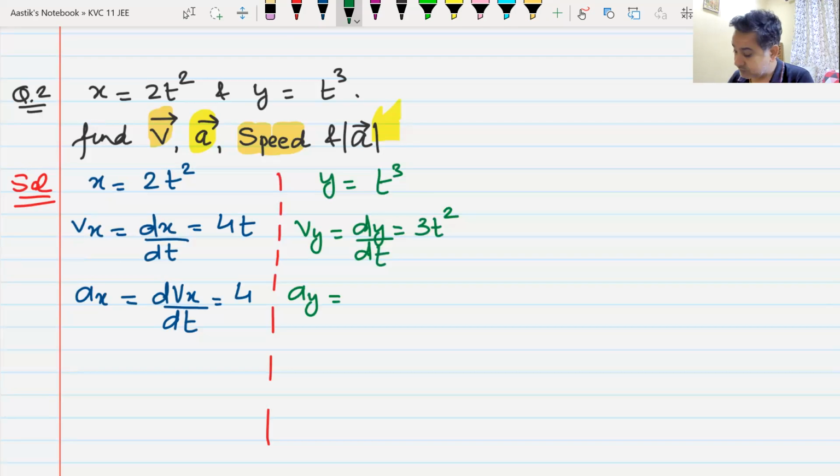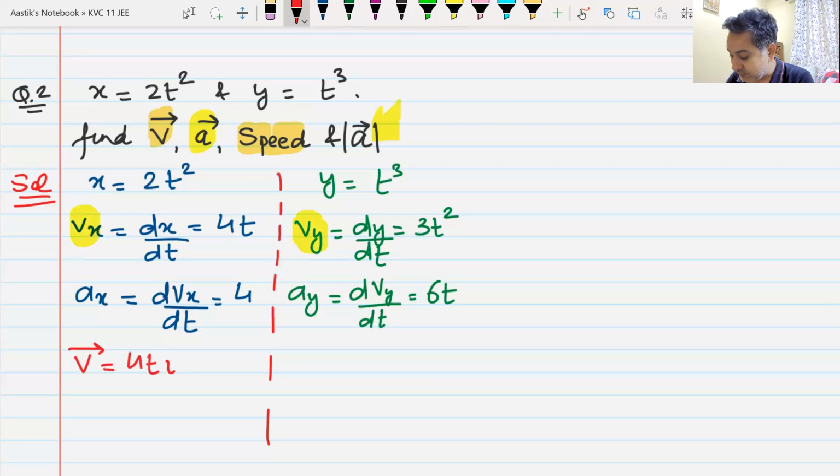I get ay, which is the derivative of vy with respect to time. Nothing has changed. I am just putting y to make sure that this is along the y-axis. So this becomes 6t. Now I have vx, I have vy. I have both the things with me. Now I can write the velocity vector-wise. Velocity vector-wise will be 4t i plus 3t square j.